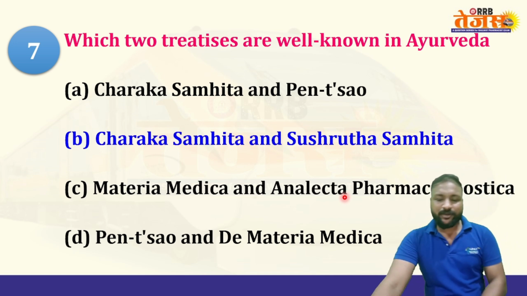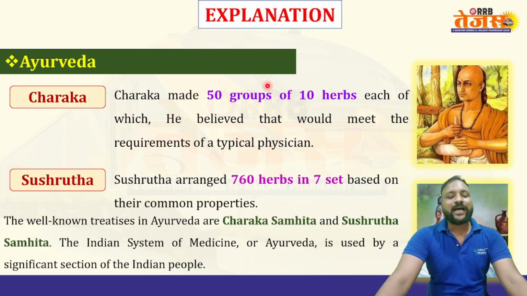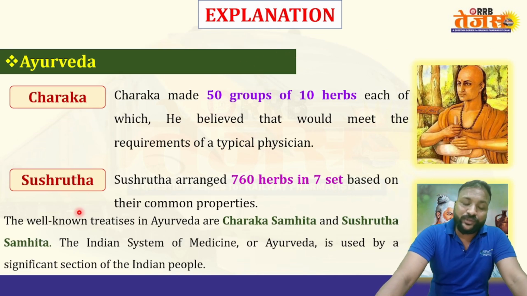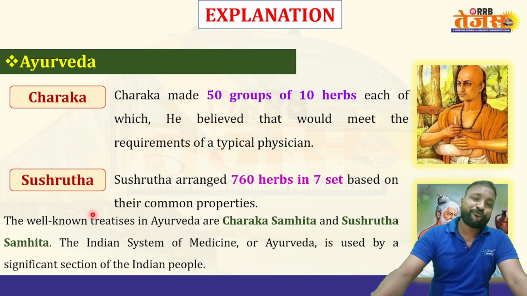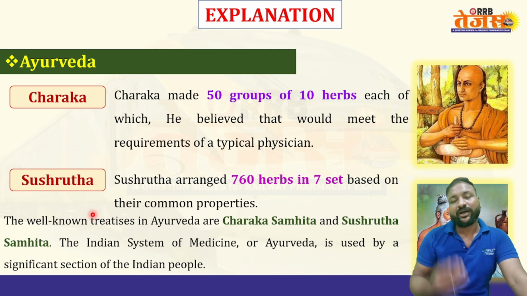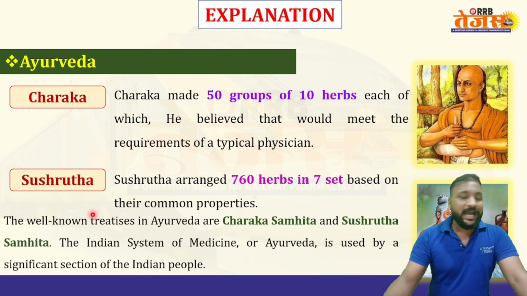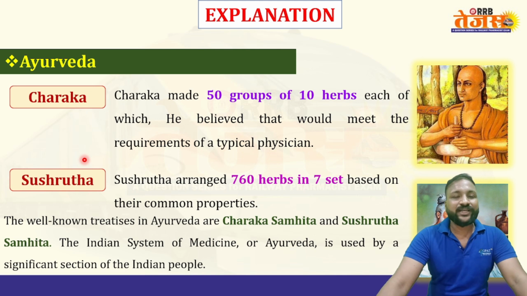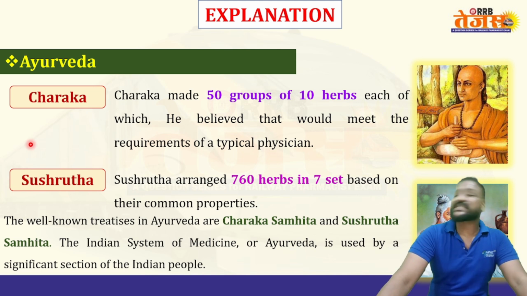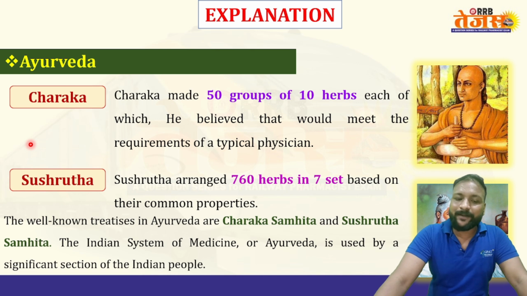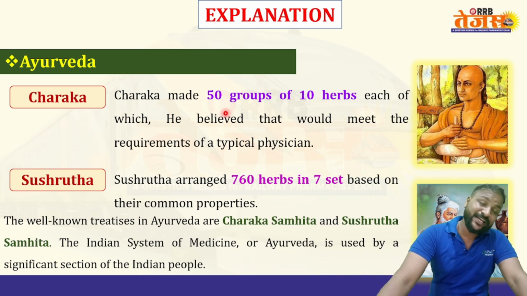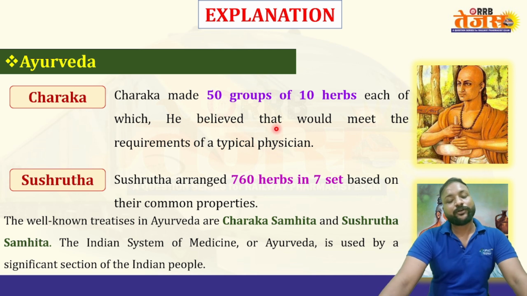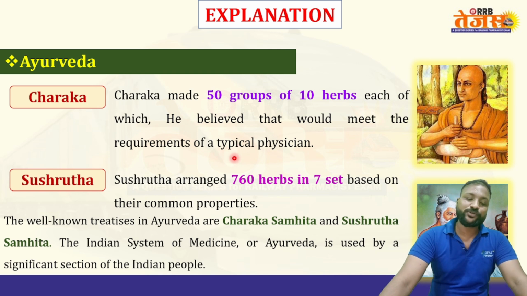Option B is the right answer, because as we all know, Charaka and Sushruta were the two important personalities who made a lot of contribution for the growth and development of Ayurveda. And they wrote two books individually. Charaka Samhita is a book written by Charaka, having 50 groups of 10 herbs each, which he believed would meet the requirement for the typical physician.